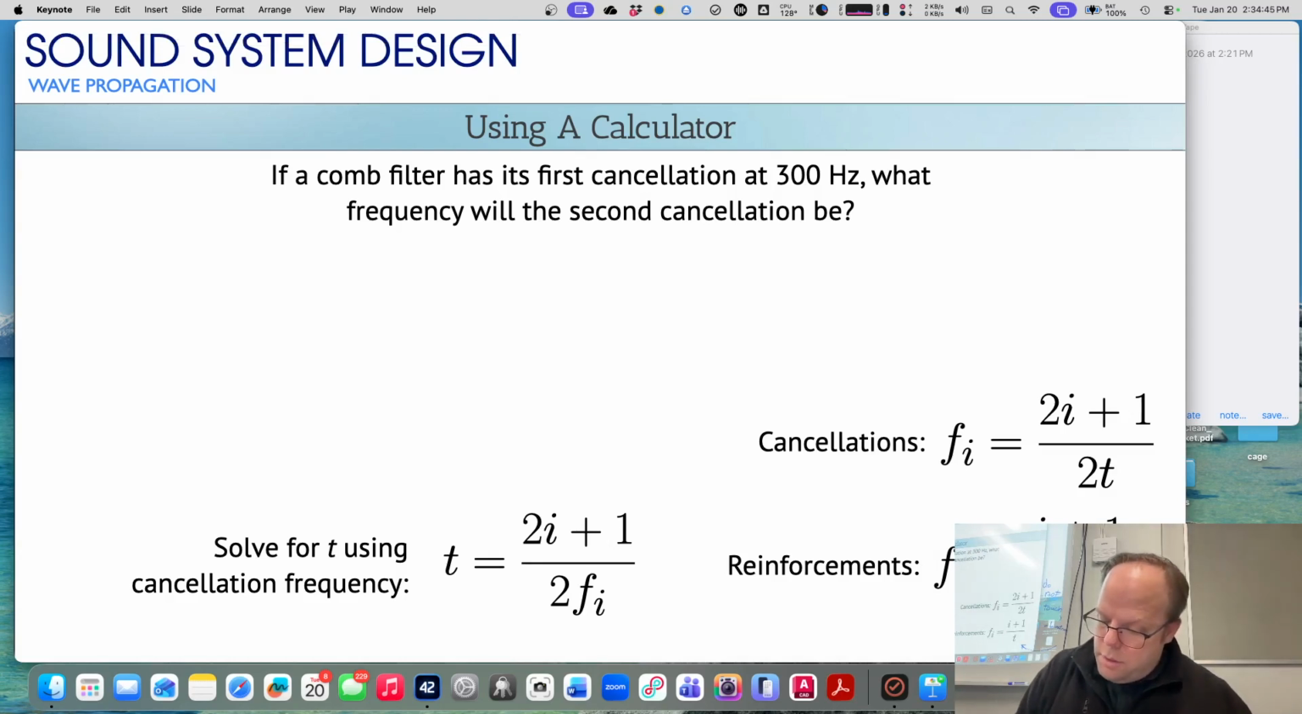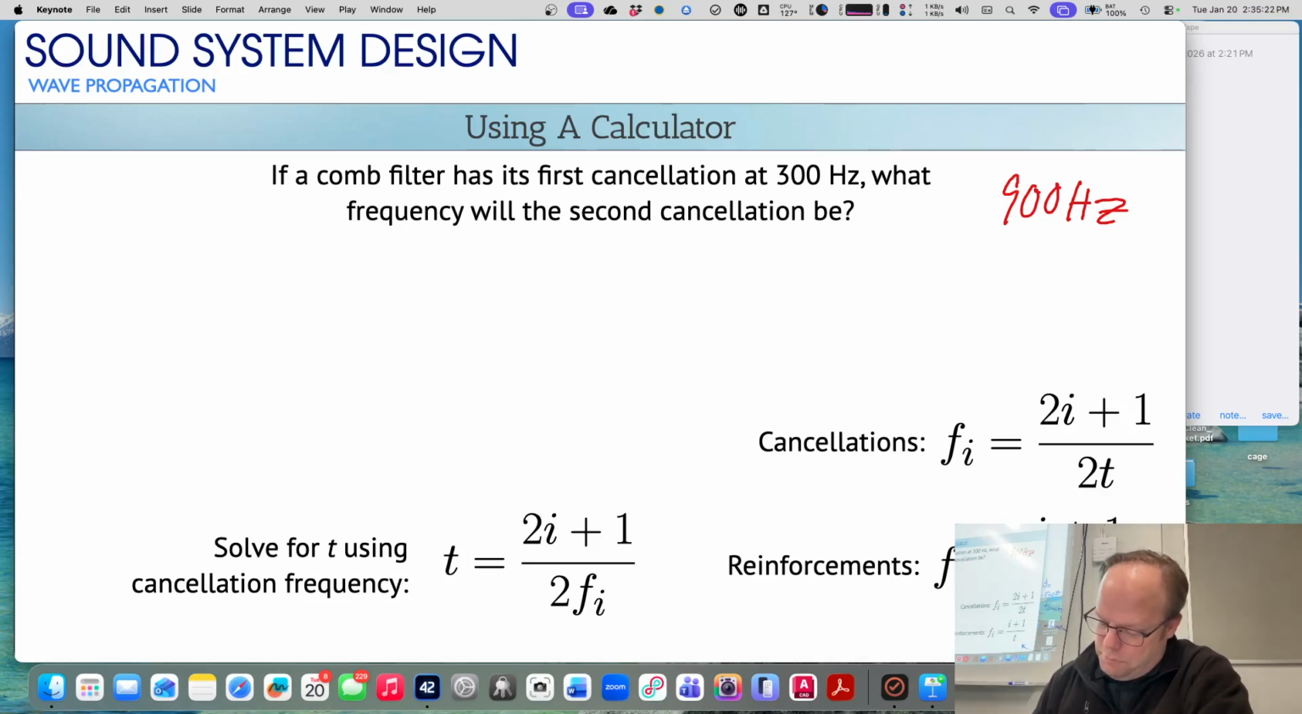Okay. So, a comb filter has its first cancellation at 300 hertz. What frequency would the second cancellation be? Well, using our little shorthand, we could do this really quick, right? 300 times 3, 900. So it should be 900 hertz, right? Yep, if our pattern holds up. Let's just test it and make sure. Let's prove the theory here.